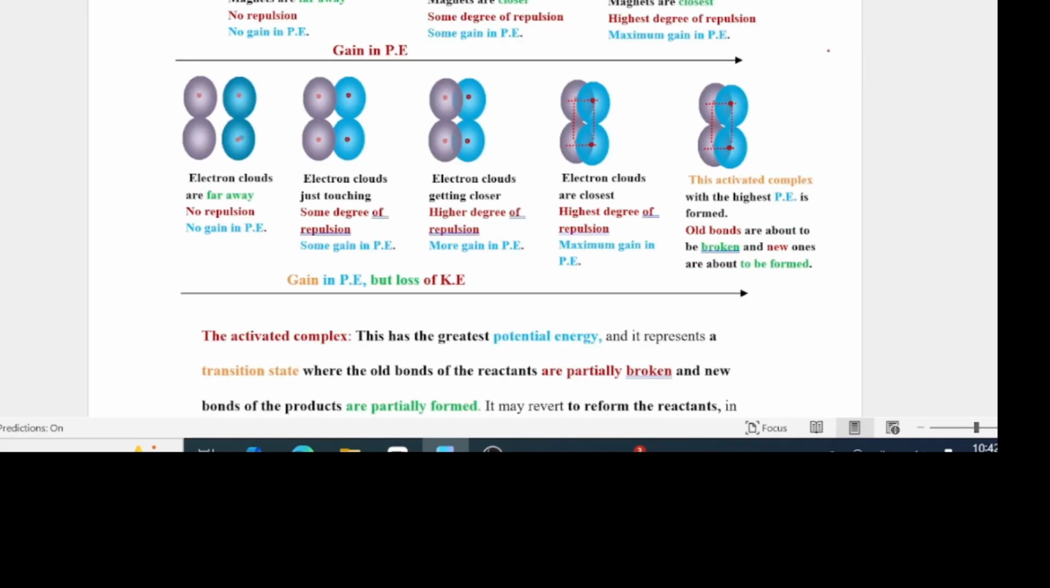A similar kind of thing happens with approaching molecules. The closer these molecules get, the greater is the force of repulsion between them, until it is greatest at this point, when an activated complex is formed. This activated complex represents a species in which the old bonds are partially broken and new ones are partially formed. It has the highest potential energy, and it can do one of two things. It can reform to form the original reactants with their original kinetic energy, or it can go on to form products.